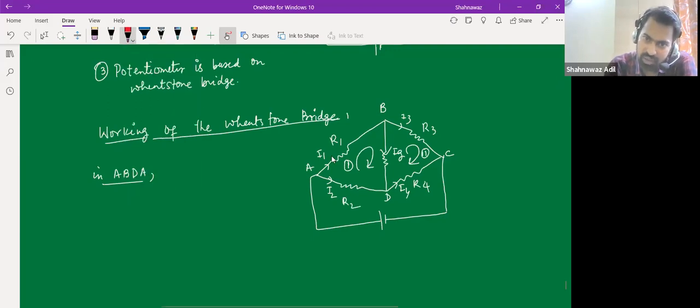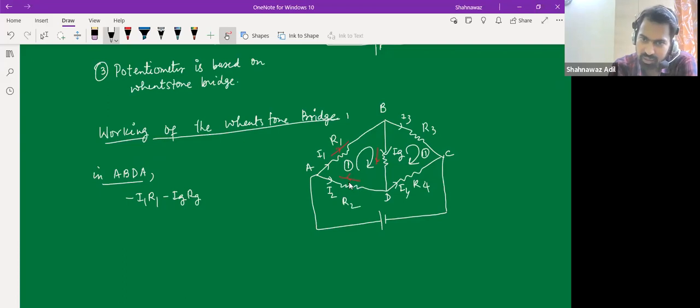So we have this direction, and the current direction is this one, and we have this direction and this direction. Aisha, quickly tell me the voltage. Minus I1 R1, and then in here, minus IG, and let's say the resistance is RG.